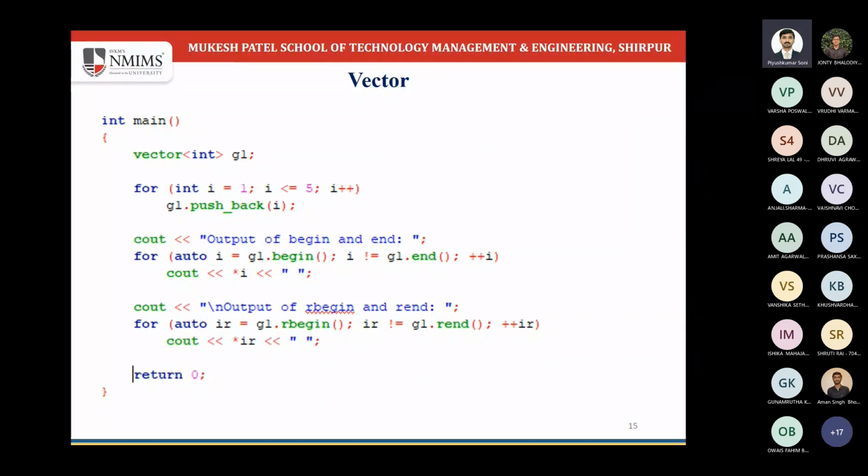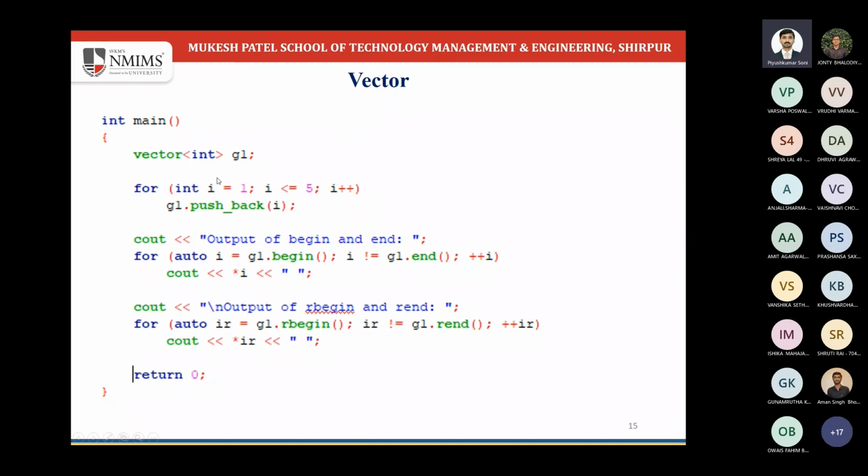I haven't told you about the push_back function in the case of vectors. It will append the element at the end. This is a very frequently used function for vectors. So push_back will append an element at the end.